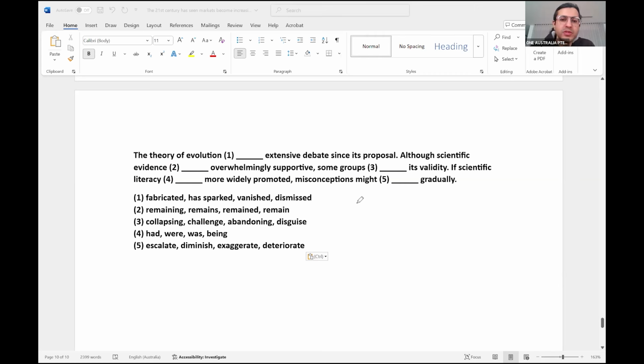Some groups dash its validity. Groups, is it singular or plural? Plural. So the verb will be without s. Challenge.